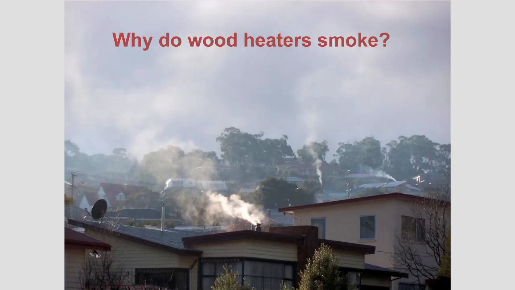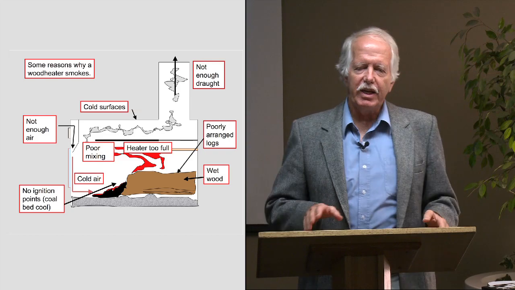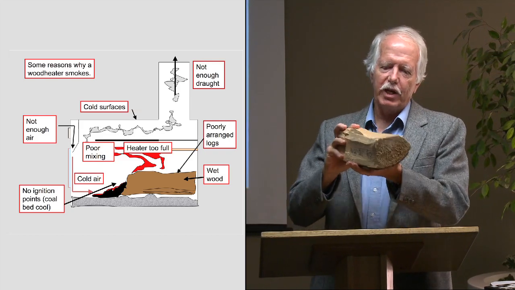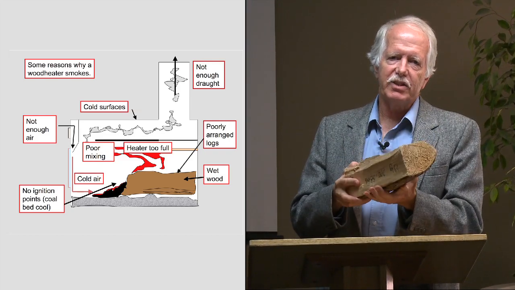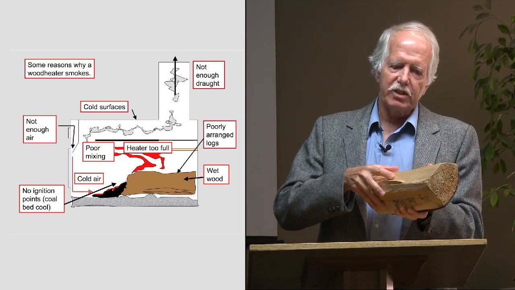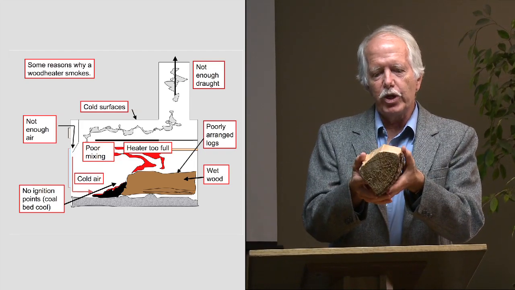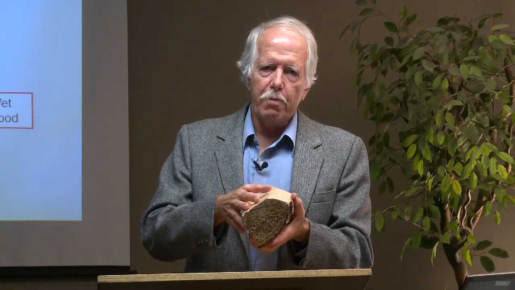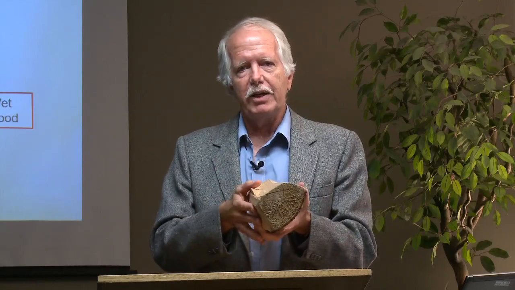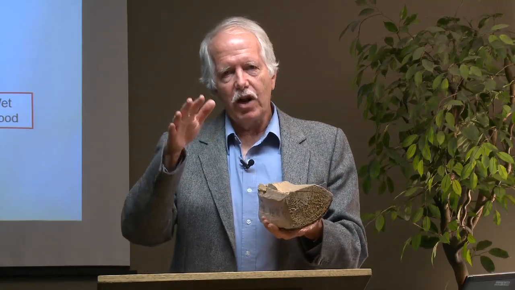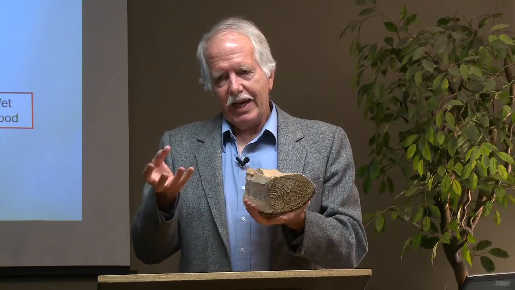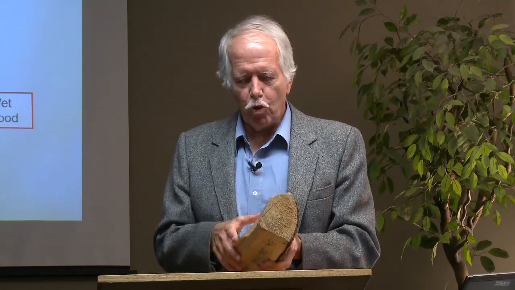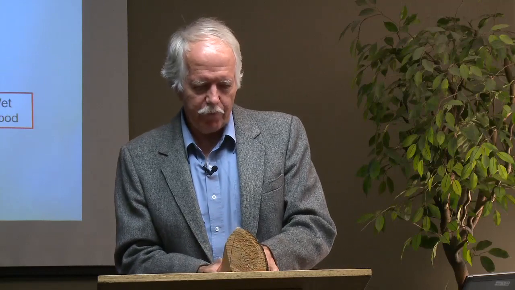Now, the next thing is, why is it that wood heaters in particular smoke? For several reasons. Firstly, if the wood that we put into the wood heater is very wet, that is, unseasoned, it means that a lot of the heat that's already in the wood heater has to be used to evaporate the water out of the wood. And this cools down the fire inside the wood heater, and when you have lower temperatures, the gases don't burn as well and you get more smoke. So wet wood is a problem.